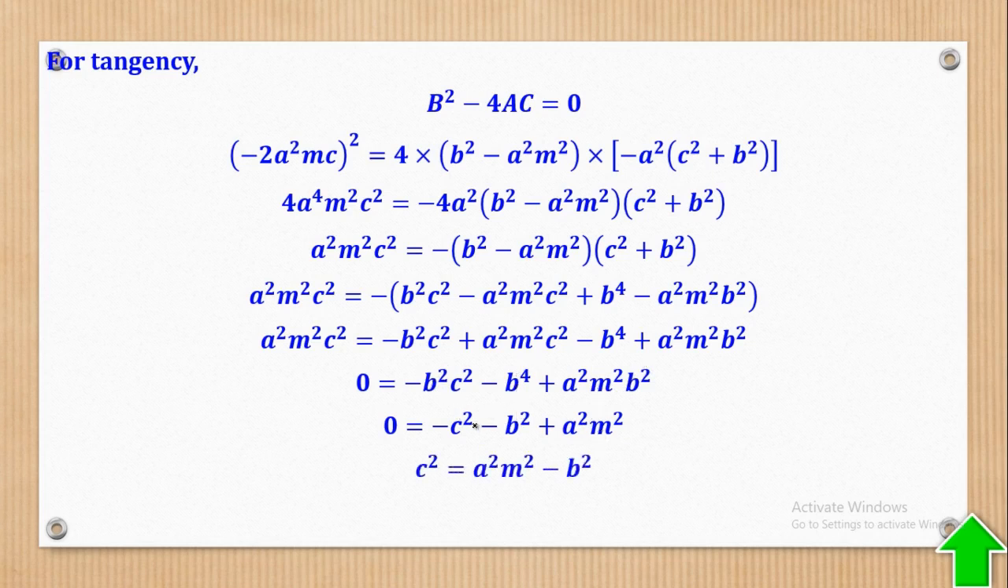So when I take this one this side, I'll come up with c squared equal to a squared m squared minus b squared. So it is somewhat similar to the one we derived under ellipse, only that for ellipse this was a plus, but for a hyperbola it is minus.